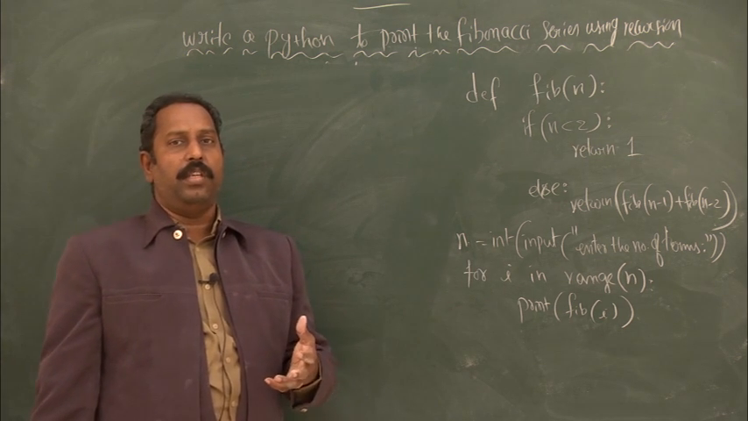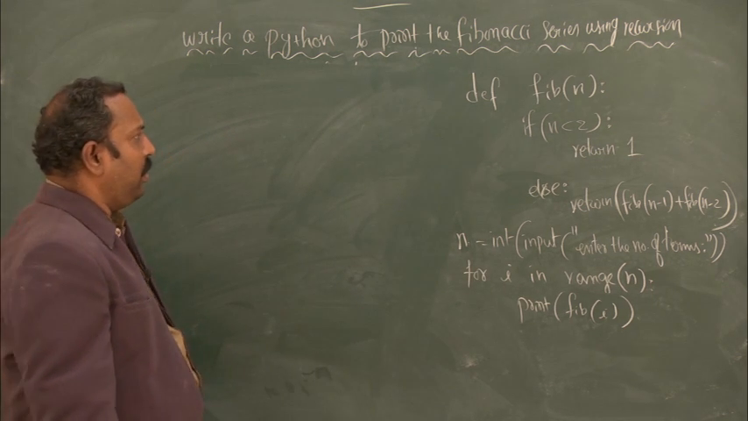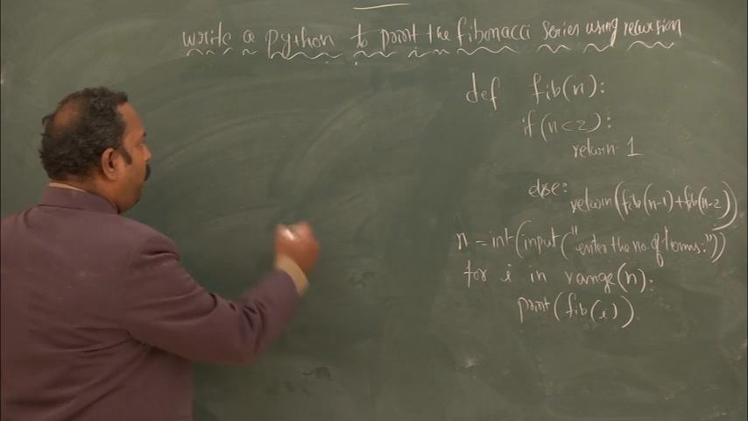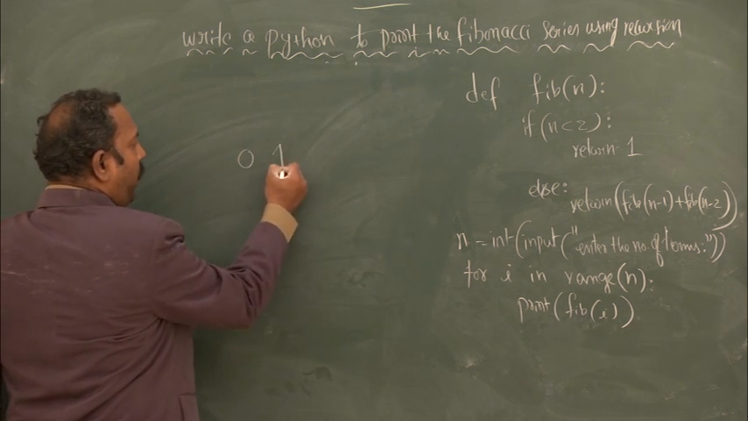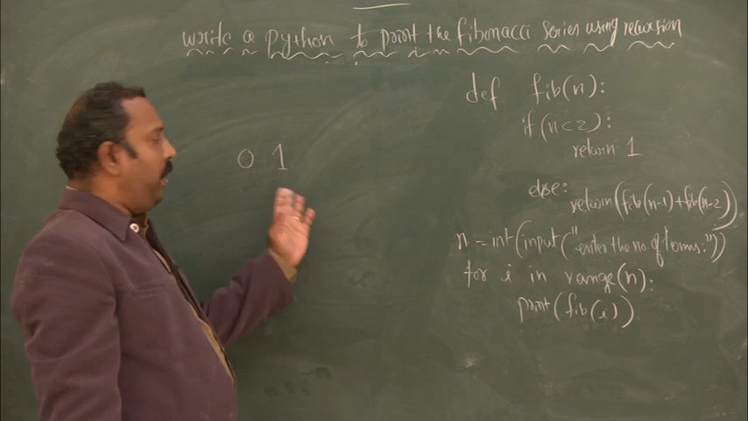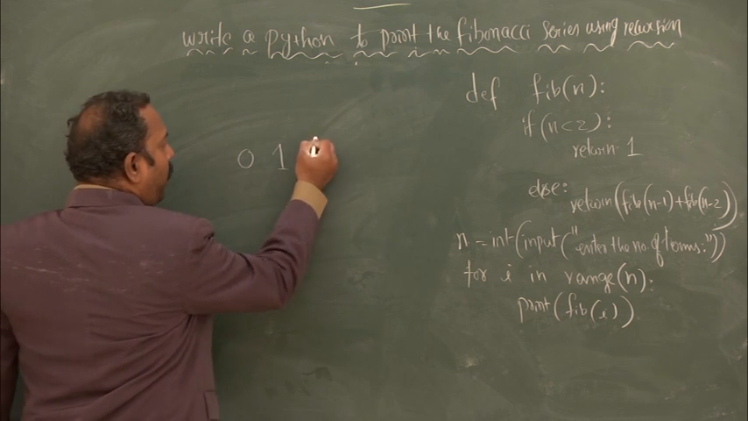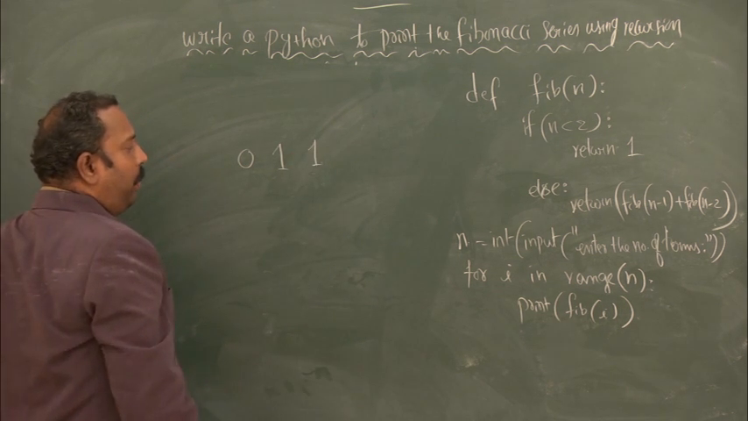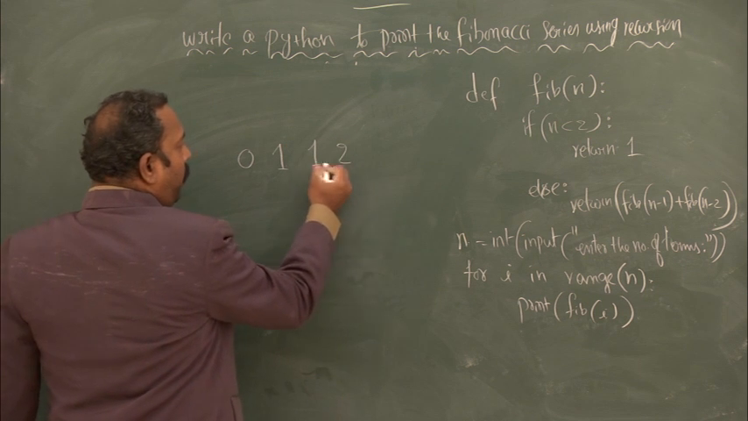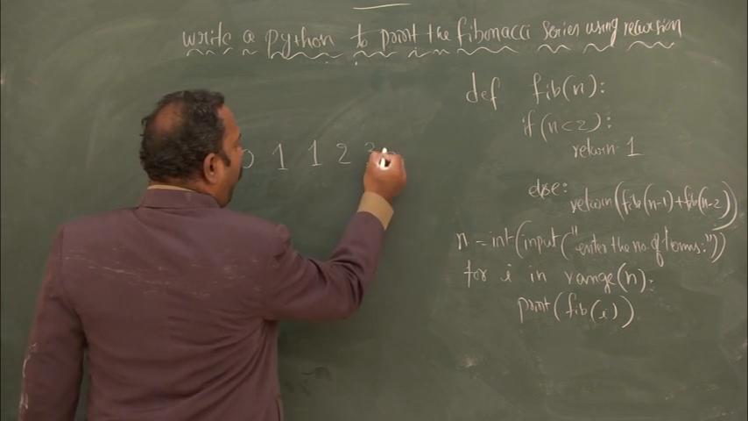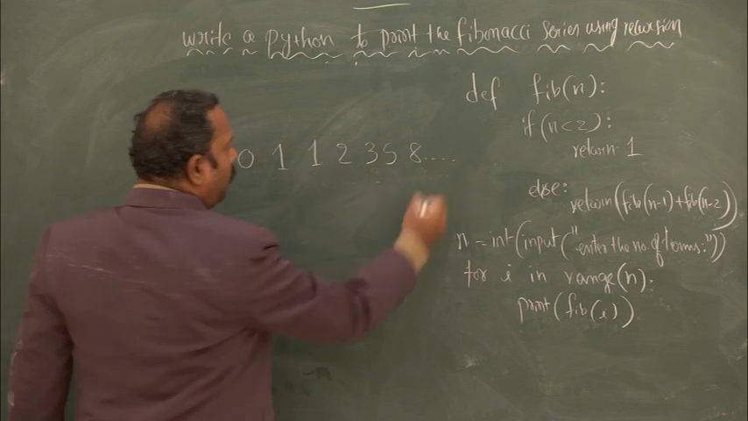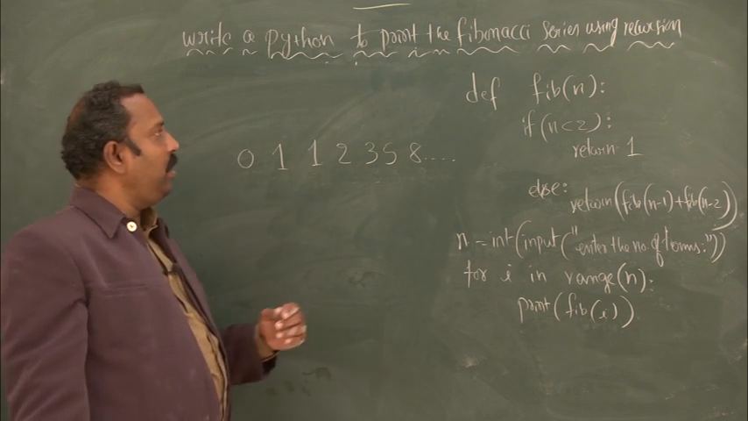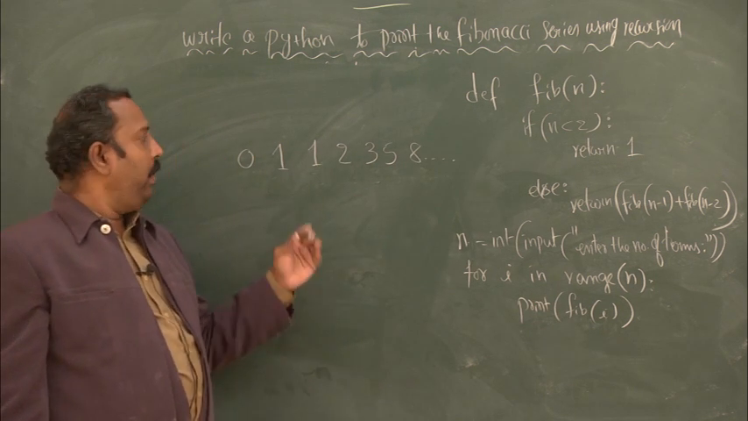So what is the Fibonacci series? The Fibonacci series is nothing but we start with two numbers, suppose 0 and 1. Add these two numbers, we get the third number, that is 0 plus 1 is 1. Add the recent two numbers, 1 plus 1, we get 2. 2 plus 1 is 3. 3 plus 2, 5. 5 plus 3, 8, and so on. So the Fibonacci series can be generated in this fashion.